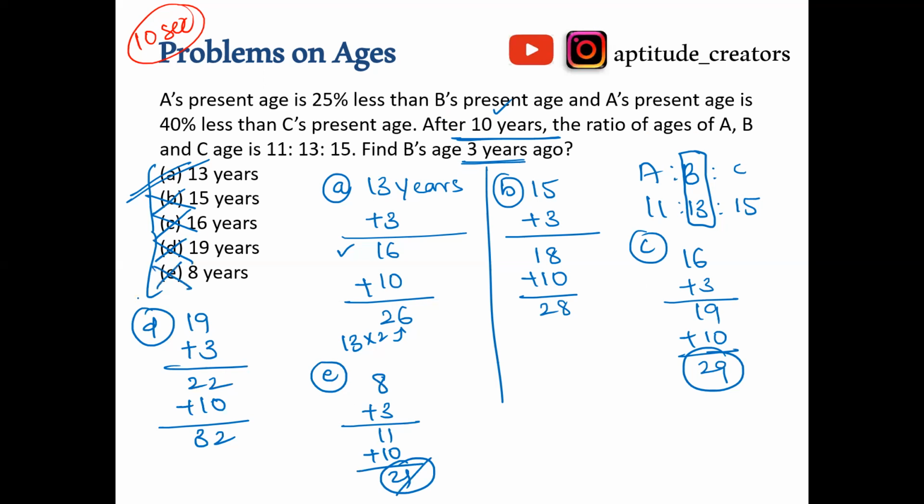Correct. The answer is option A. You can go with this method. Ratio is somewhat very simple.